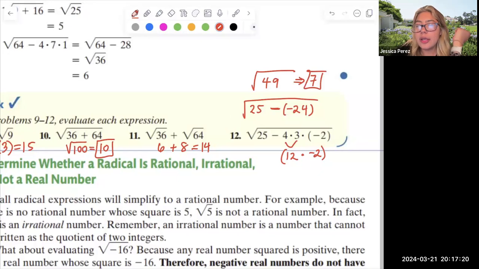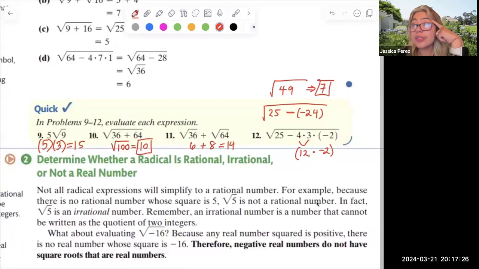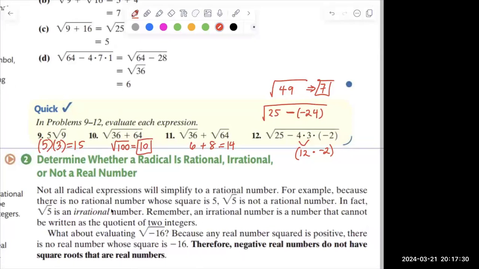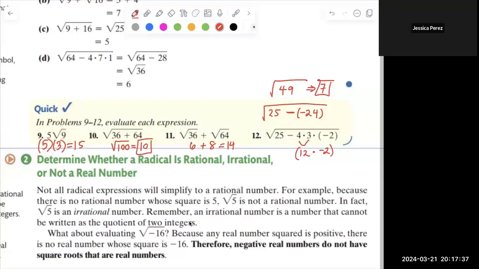Questions on radicals? How do you guys feel about that? So it's radicals in order of operation, so it's kind of come back. Questions on this one? You guys are good? Everybody?